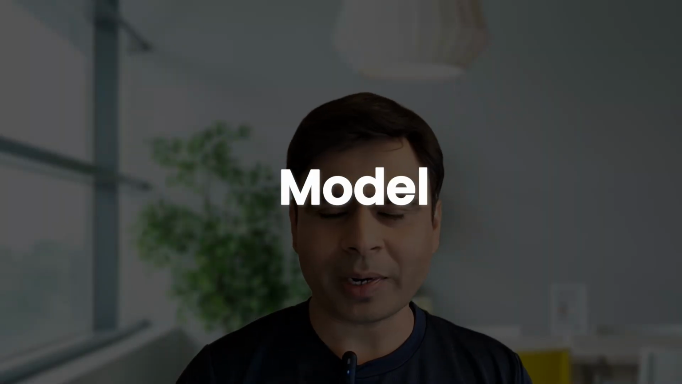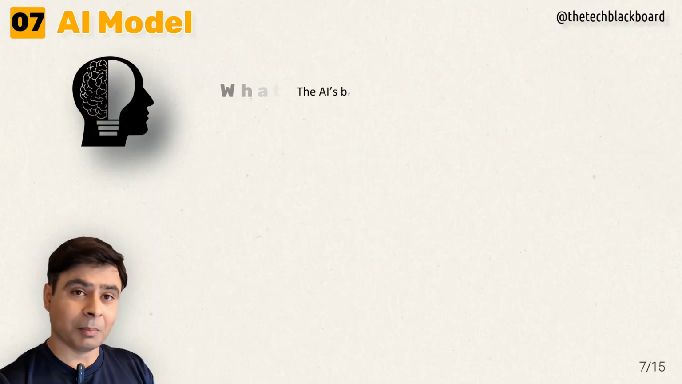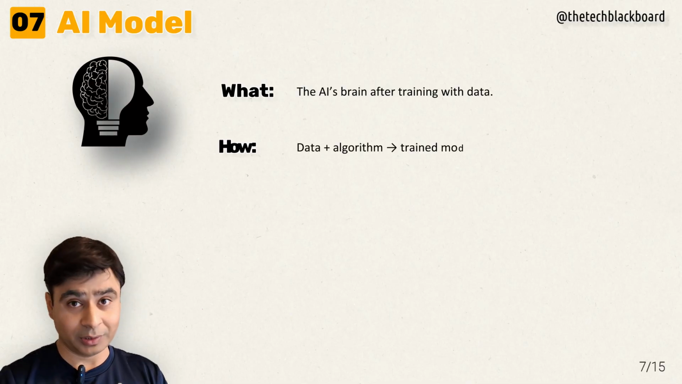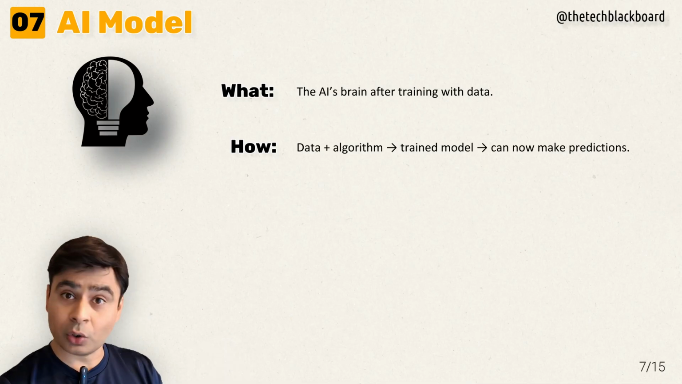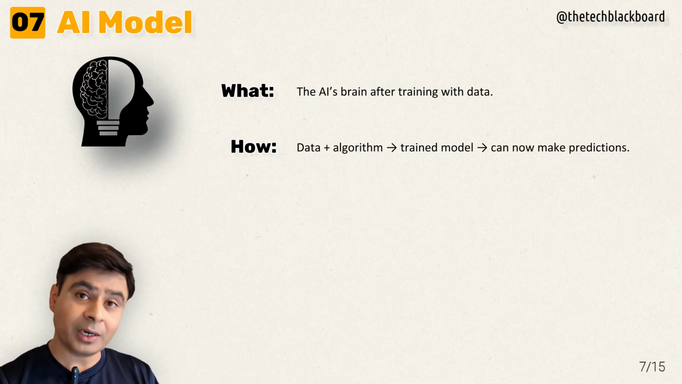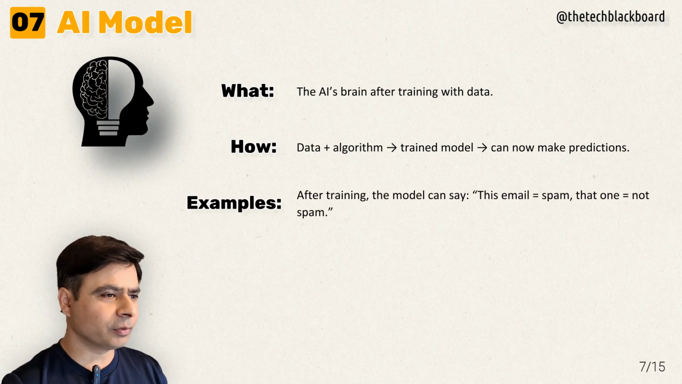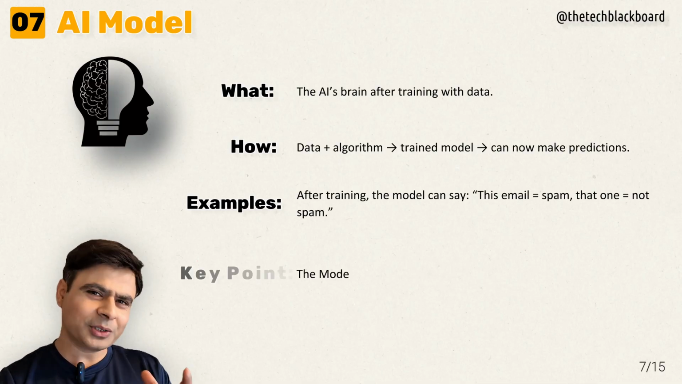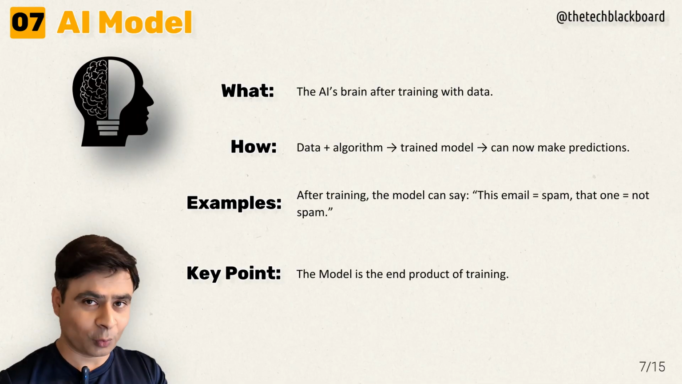Now let's take a step forward and understand a very important term, and that is model. No, not these kinds of models, but the model in our context is the brain of the AI after training on the data. And how does it work? Well, the data we talked about earlier and the algorithm we just talked about equals a trained model, and this model is now ready to make predictions. What can be the examples of the same? After the training, the model can say this email is spam. And what is the key point? The key point is that the model is the end product of the training that you have done so far with the base training data.